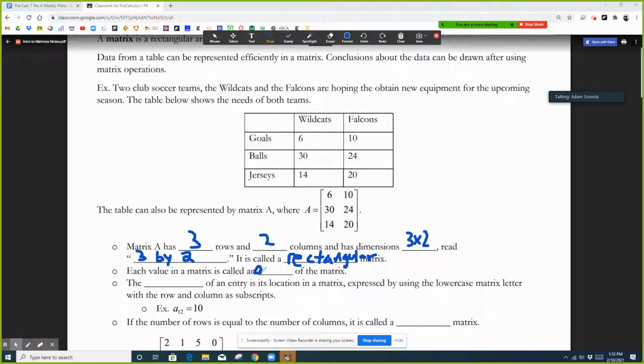So if I want to know what the entry was in the first row and first column, it would be 6. So like that value, based on the position of wherever you're asking about, is called the entry.